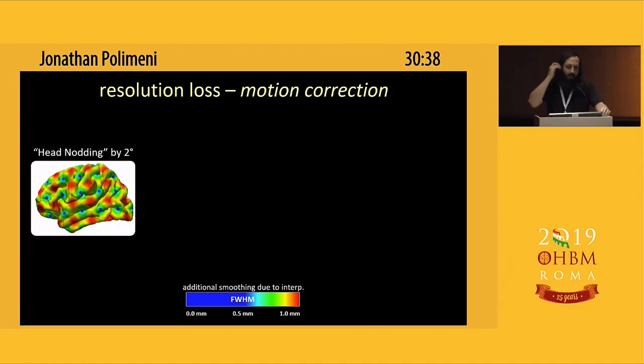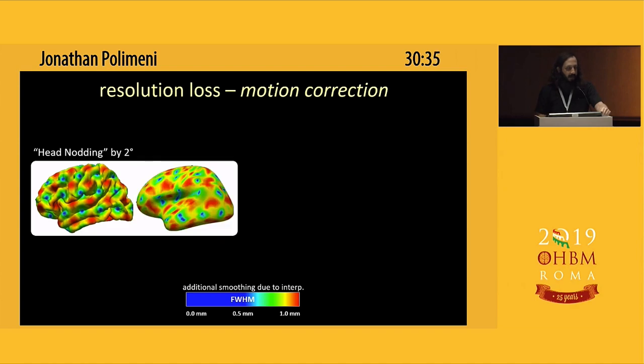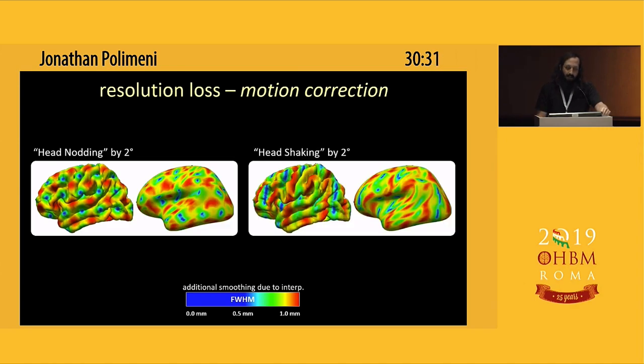Here's a resolution loss attributed to motion correction with a simple head nodding by 2 degrees. We see a distinct pattern of resolution loss. A head shaking by 2 degrees gives a different pattern of resolution losses. The point here, again, is that the interpolation causes resolution losses that are spatially varying.